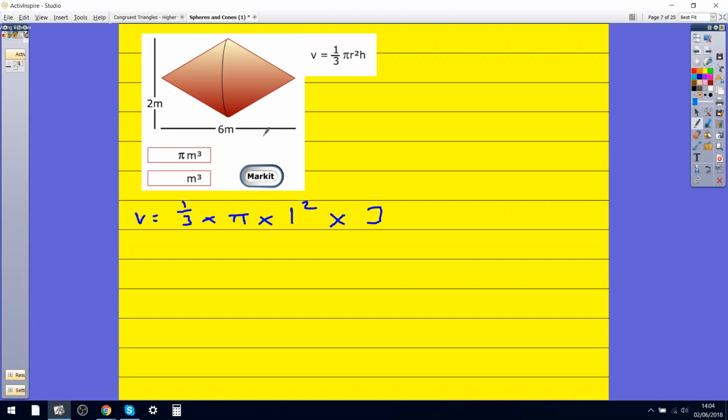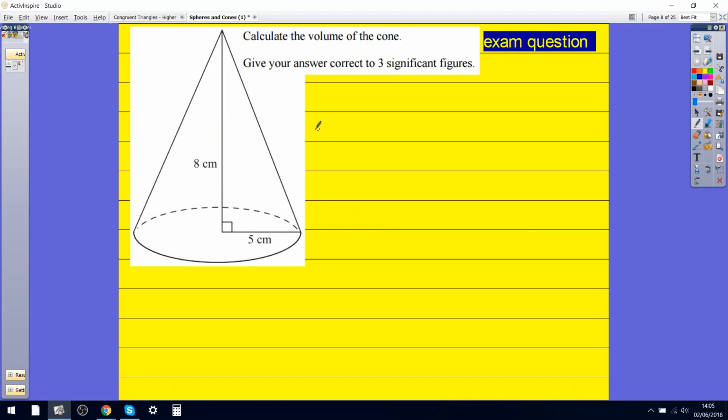Exam question. That's it. Goes in the calculator, you get the answer. 3 sig fig. Okay.